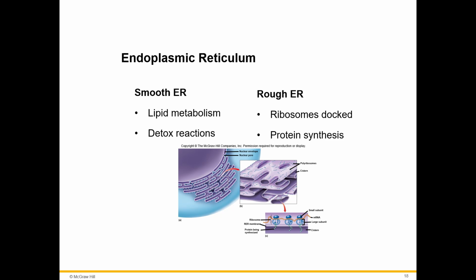Endoplasmic reticulum. Surrounding the nucleus is endoplasmic reticulum, and there's smooth ER and rough ER. Smooth ER is responsible for lipid metabolism and detoxification of the cell, while rough ER contains ribosomes, and that's responsible for protein synthesis. Rough endoplasmic reticulum will be responsible for producing proteins that are shipped out of the cell. They're either going to be embedded in the cell membrane or in the cell wall, or shipped out of the cell entirely.